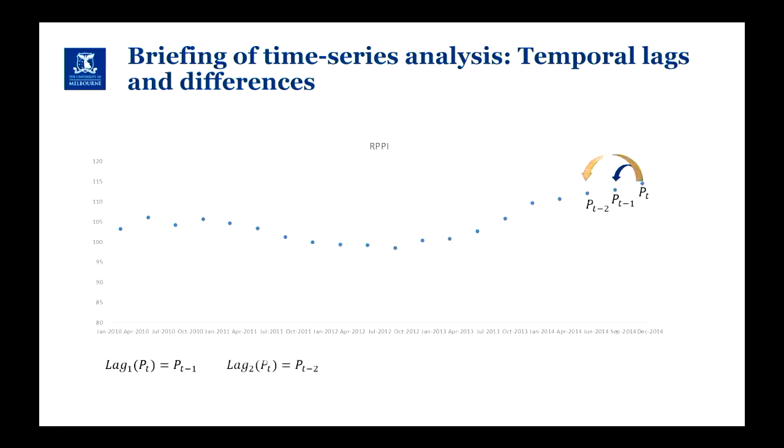And similarly, we can define the lag 2 as the value in the two previous time periods, where lag 2 PT equals PT minus 2. And then we define the first difference of PT as the difference between the value and the value in the previous period, where normally we use delta to indicate the difference or the change. So that's delta PT equals PT minus PT minus 1.